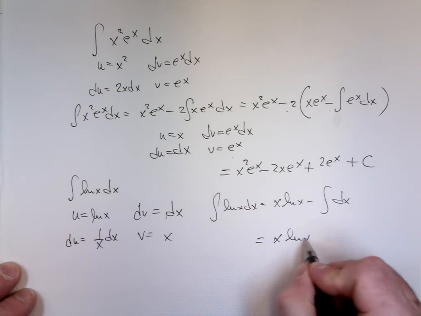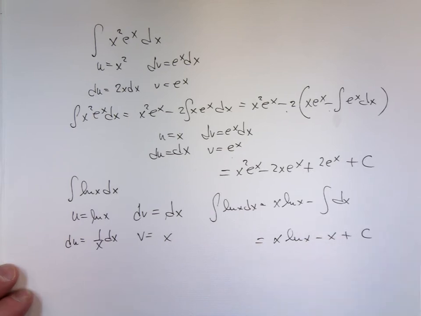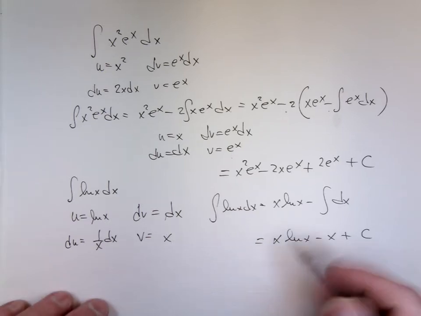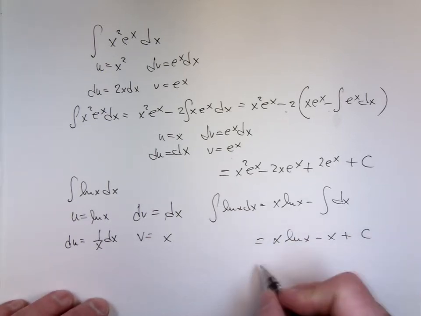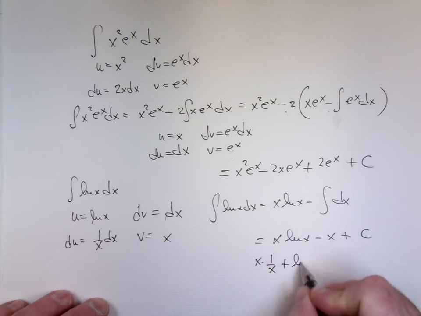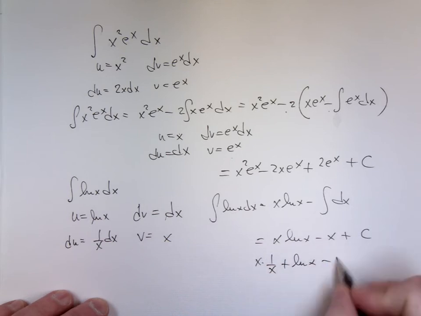And if you take the derivative of this expression right here, guess what? You get natural log x. Let me take the derivative. It's the first times the derivative of the second, plus the second times the derivative of the first. The derivative of x is 1. The derivative of c is 0. This is 1 to 1 again. And you get natural log x.